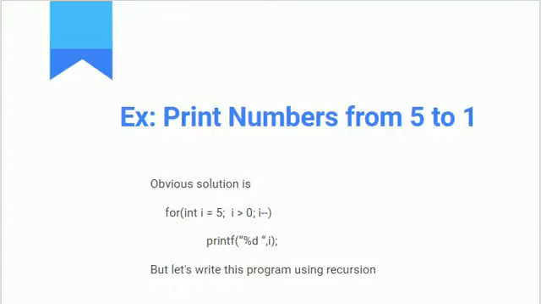So this is a program: print numbers from 5 to 1. The obvious solution that everyone writes is with the help of a for loop. For int i = 5, i > 0, i--, and printf("%d,", i). So with this for loop you can print the numbers from 5 to 1. This is a very obvious solution, and each and every C programmer writes it. So let's write this program using recursion.